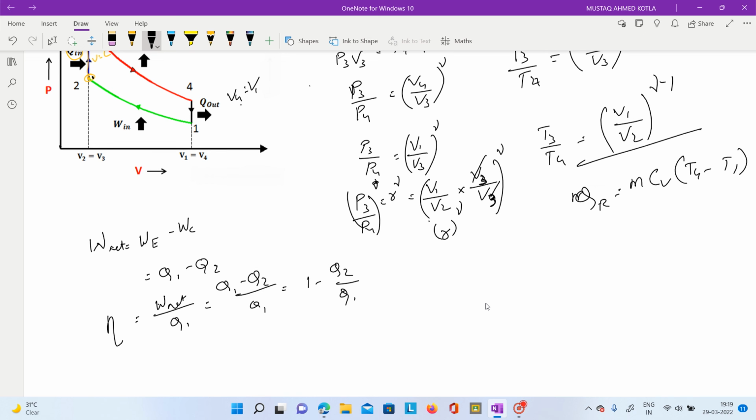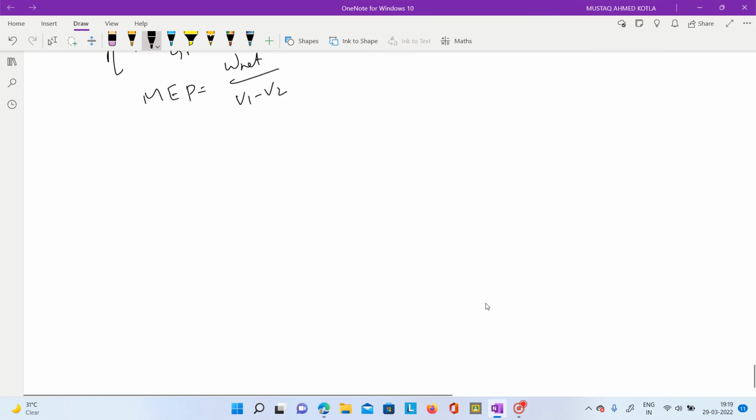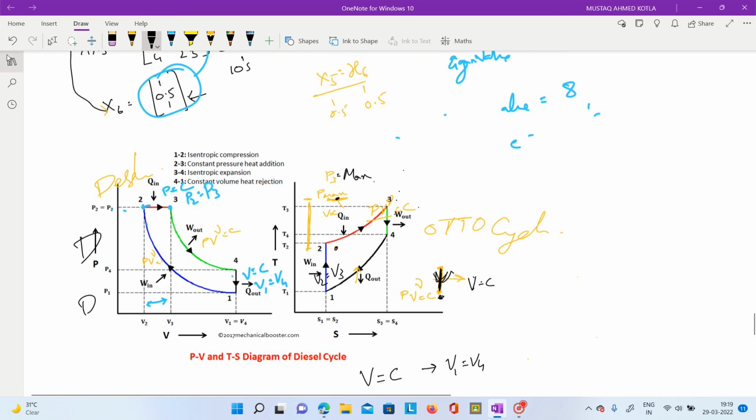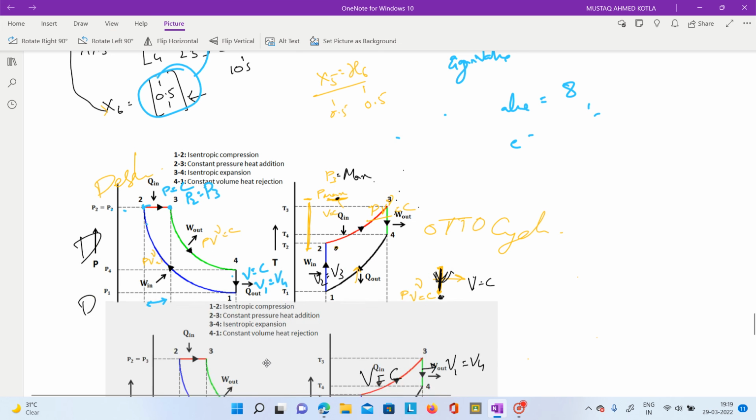And mean effective pressure, it is a formula you have to remember. It is very small and easy. Net work done by (V1 minus V2). Okay, that one. We have completed till now. What have we completed? Yeah, the Otto cycle we have completed. How does it differ from the diesel cycle? Let us discuss now.